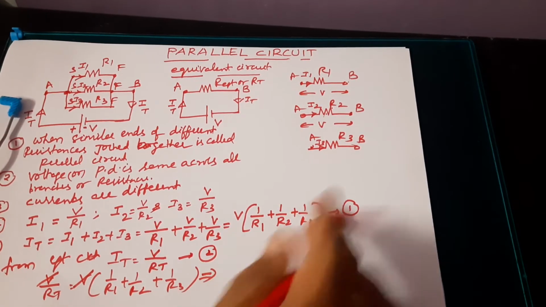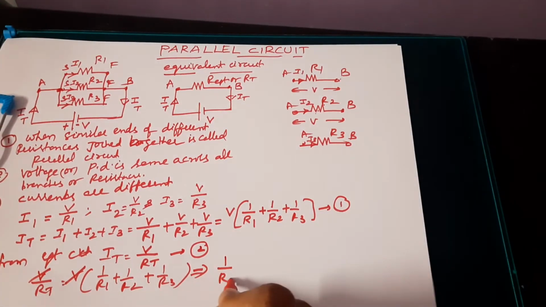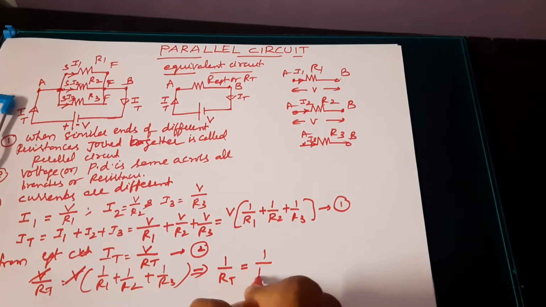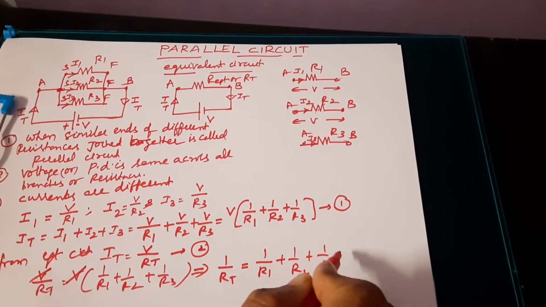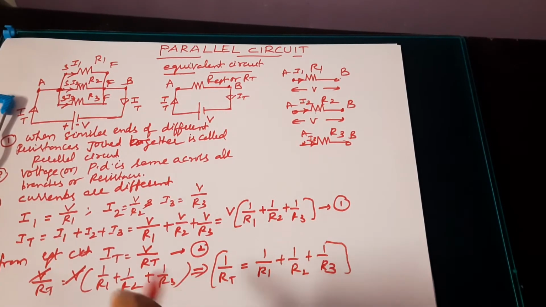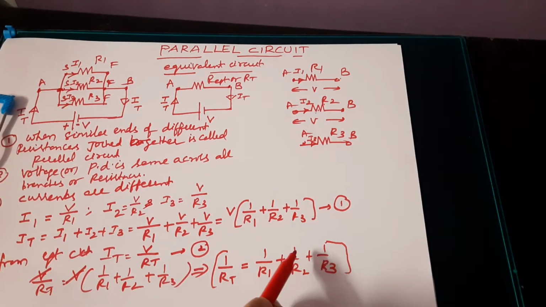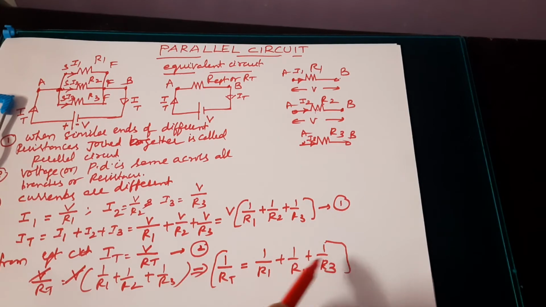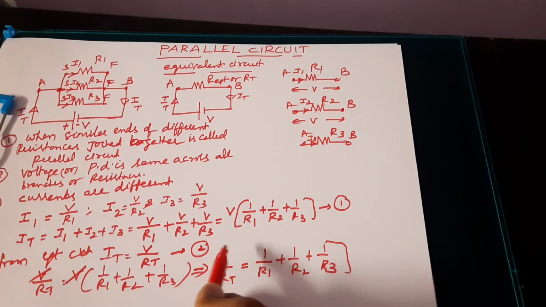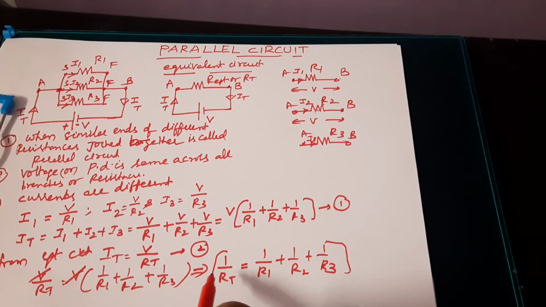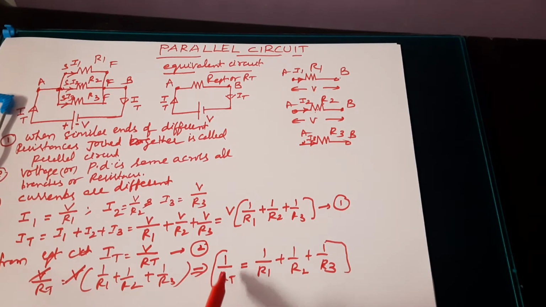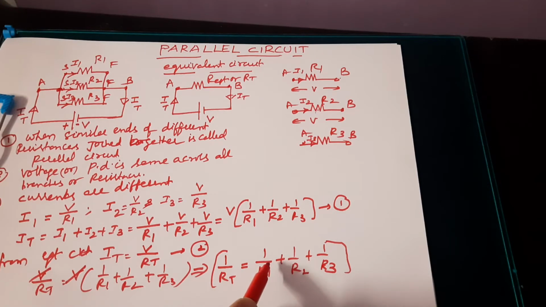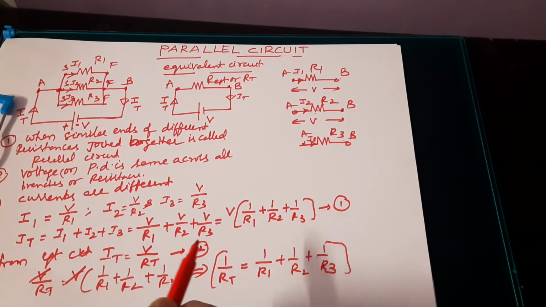Therefore, from this, the total resistance or equivalent resistance in a parallel circuit is given by the sum of the reciprocals of the resistances. So what is the reciprocal? R1 reciprocal value is 1 by R1, R2 reciprocal is 1 by R2 and R3 reciprocal is 1 by R3. That means, just like the series circuit, in a parallel circuit also we can write the formula for total resistance as the reciprocal of total resistance equal to the sum of reciprocal values of individual resistances.